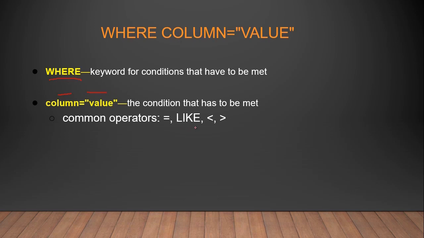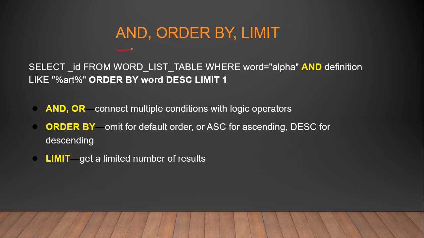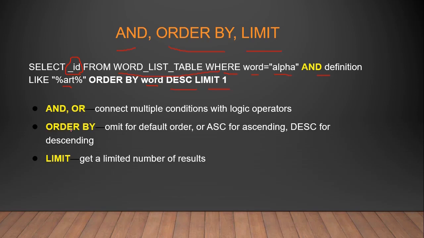And you can use some common operators like equals, like, less than, or greater than. SQLite also supports and, order by, and limit. Select ID. So I want to retrieve only the ID column from the word list table, okay, and I want this ID based on a condition, so I use the where clause: where word equals alpha and definition like ART, order by word descending, and limit 1. The and and or operators connect multiple conditions with logic operators, and order by orders the returned data ascending or descending. You can also use limit to get a limited number of rows or results from the database.